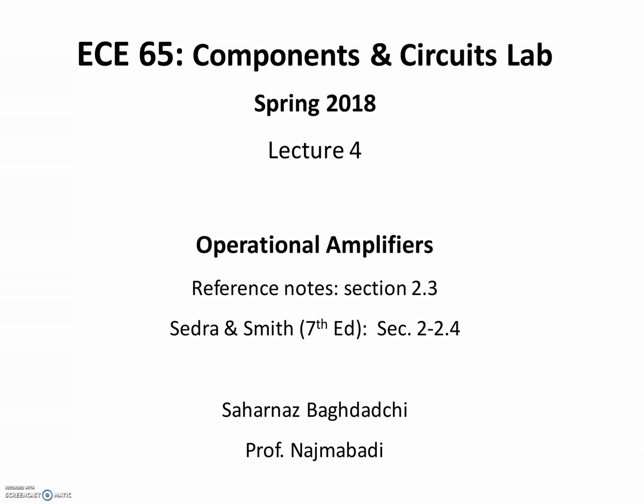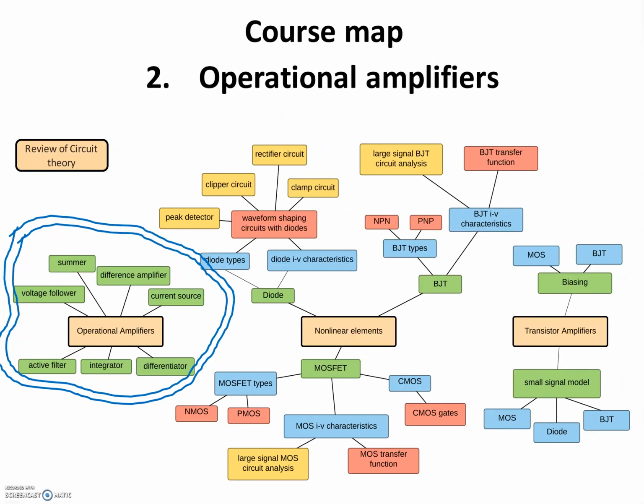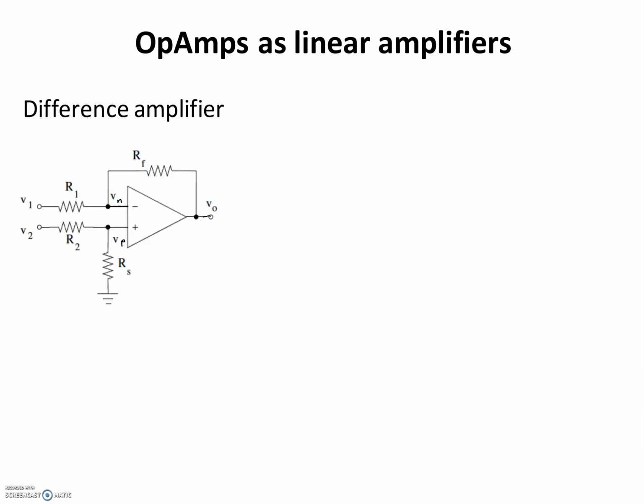Hello everyone, today we're continuing the topic of operational amplifiers and their applications as linear amplifiers. So we are going to look at the application of operational amplifiers as a difference amplifier and as current sources. The first application that we're going to look at is a difference amplifier. This op-amp circuit is used to amplify the difference between voltage signal V1 and voltage signal V2.